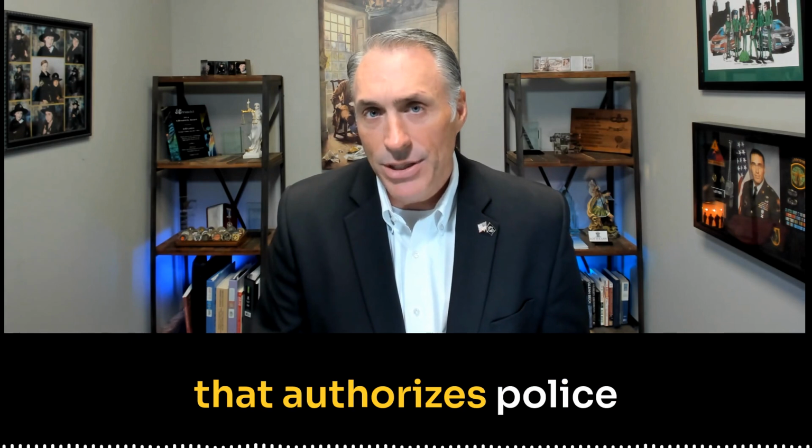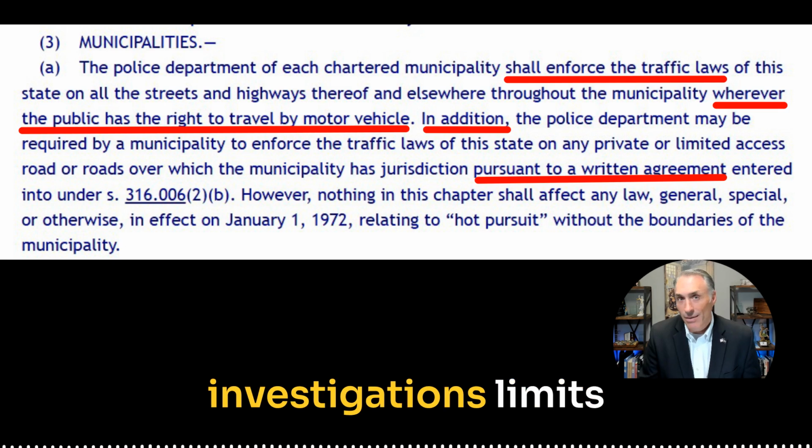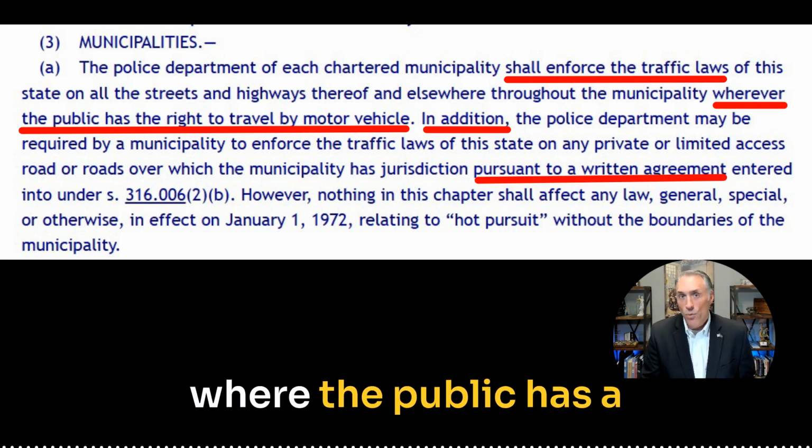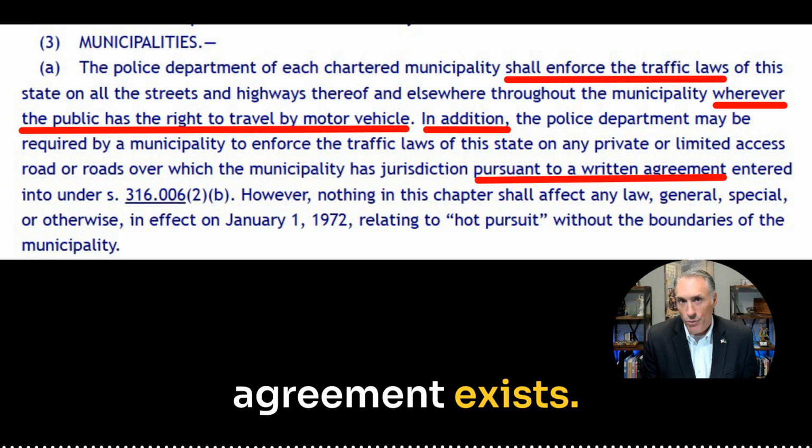Correct. And the entrance to the construction zone, you don't know how far of a ways down. Correct. Did you ever, or anyone else, ever take your patrol car onto the inside of the construction zone where his vehicle was? No. Do you know where you would have even done that? No. Okay. So generally, no other motoring public was there driving inside where his vehicle was, correct? No. This is significant because the Florida statute that authorizes police officers to enforce traffic laws and conduct crash investigations limits that authority to places where the public has a right to travel or where a private contractual agreement exists.